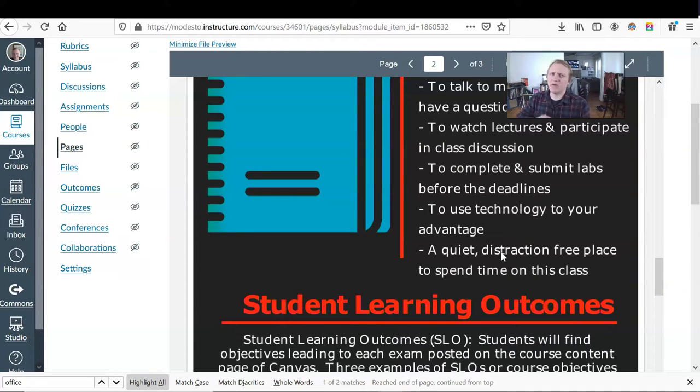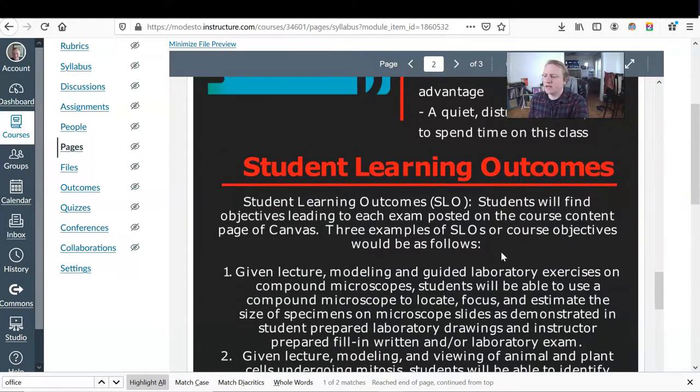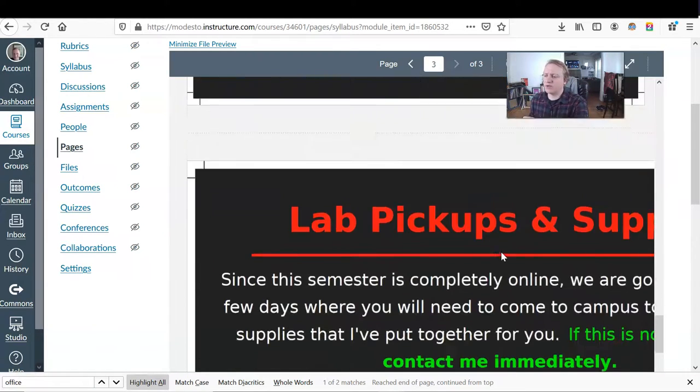And you need to have a quiet, distraction-free place where you can actually spend time on this class. And so that might mean just putting yourself in a corner and putting headphones in if you have no other way to have things be quiet around you, or maybe downloading the portion or printing out the portion if you're lucky enough to have a printer, and just going outside and getting away from whatever distractions are in your house. Here's some of your SLOs.